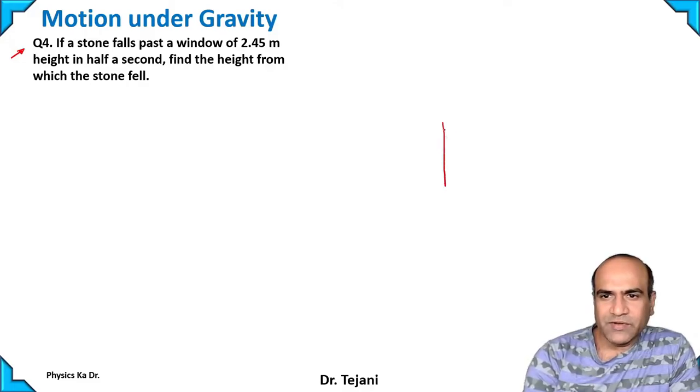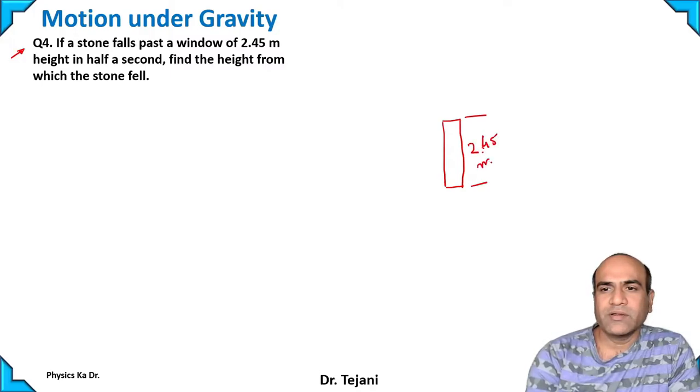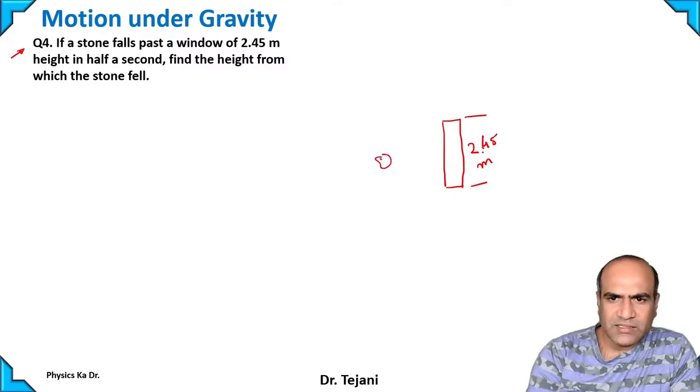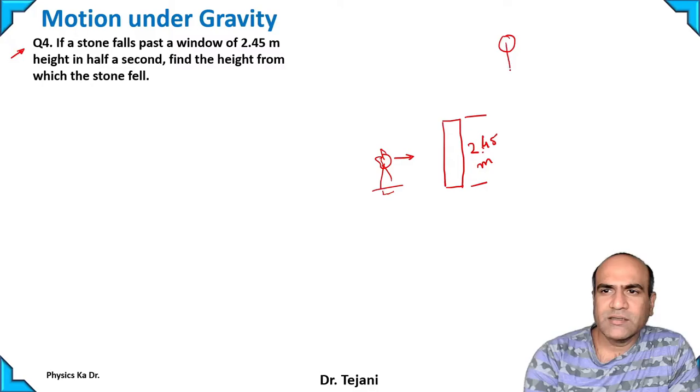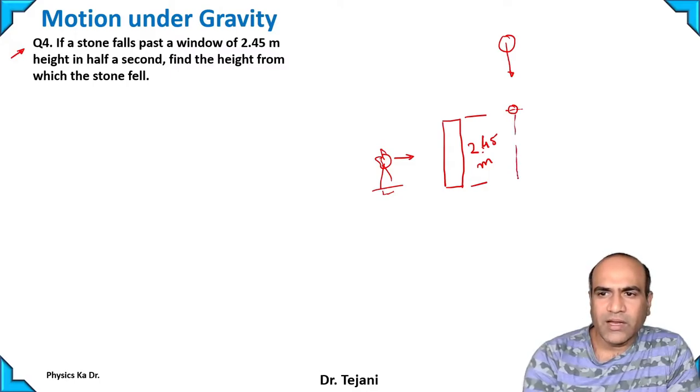Suppose this is a window. You live in a flat or somewhere, and the height of the window is given as 2.45 meter. You are sitting somewhere in your drawing hall, watching TV, and suddenly a stone is moving from the top and reaches here, so it is visible through the window and it moves in the downward direction, right?